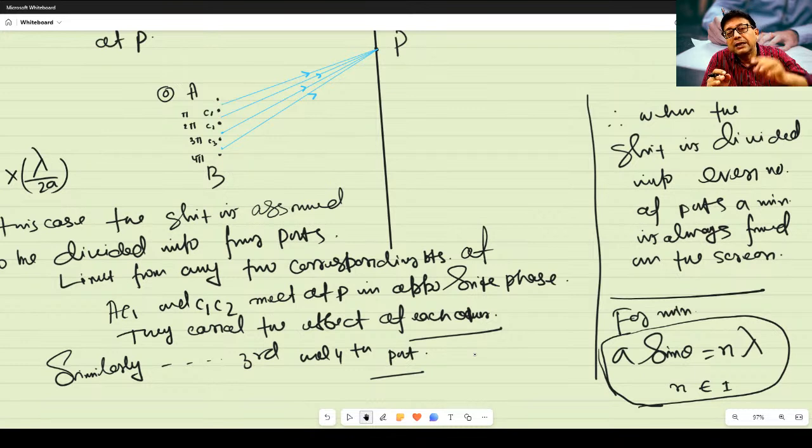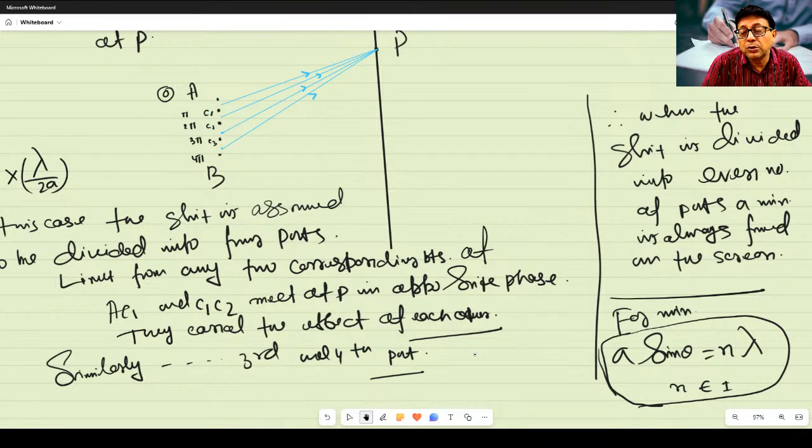In that case, light from the first and second part will meet at the point P in opposite phase, they cancel their effect. From the third and fourth part, they meet at the point P in opposite phase, they cancel their effect. Fifth and sixth part, light from any two corresponding points will meet at the point P in opposite phase to cancel their effect. So whenever you divide the slit into an even number of parts, a minima will always be formed at the point on the screen. This is the concept. Should remember.